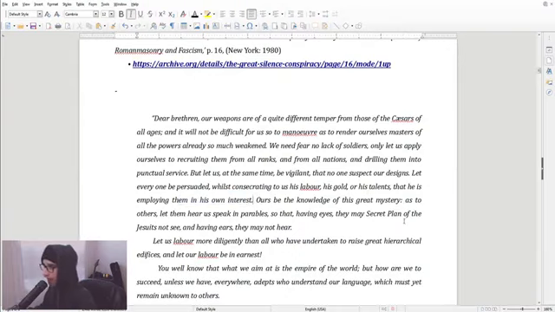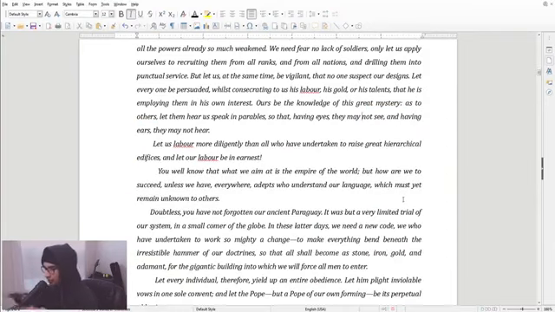In his own interest. Ours be the knowledge of this great mystery. As to others, let them hear us speak in parables, so that, having eyes, they may not see, and having ears, they may not hear. Let us labor more diligently than all who have undertaken to rise or to raise great hierarchical edifices, and let our labor be in earnest.